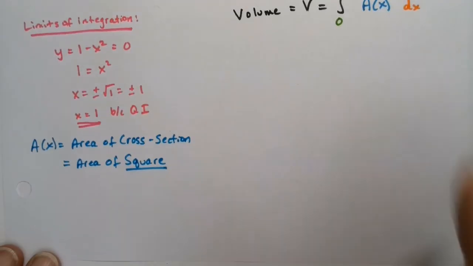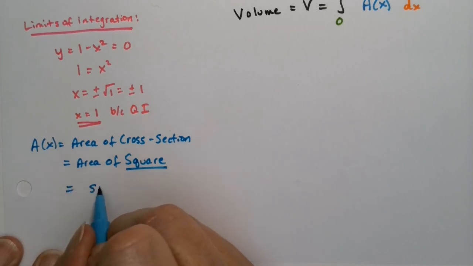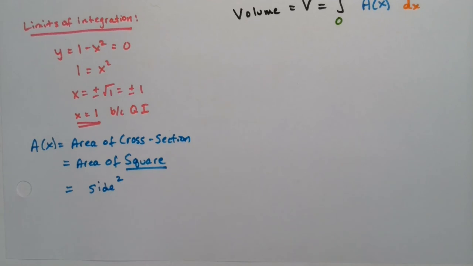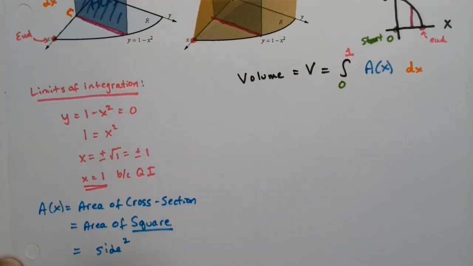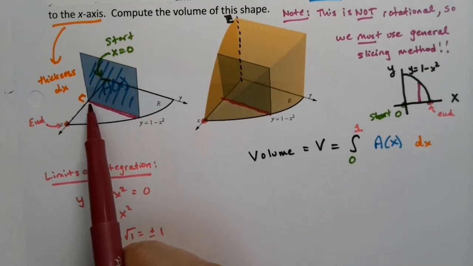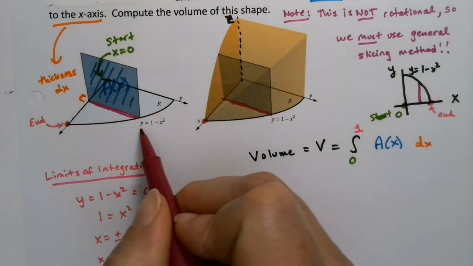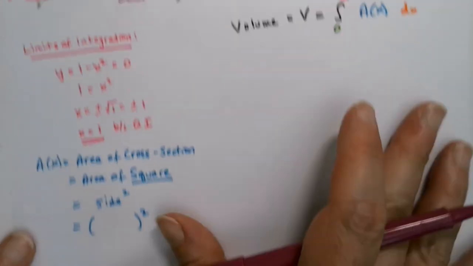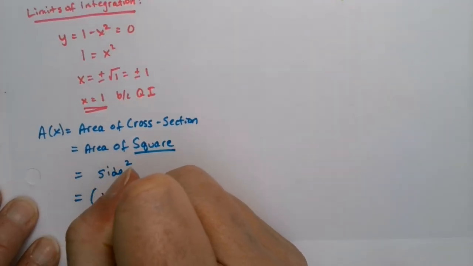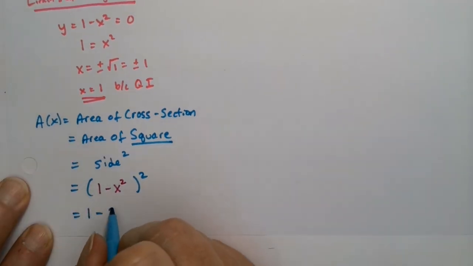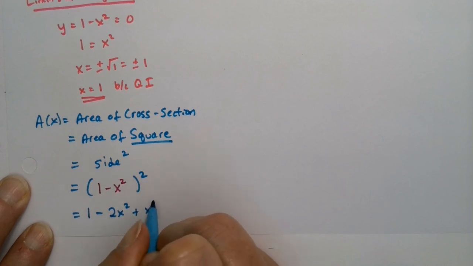All right, so if it's going to be a square, then I need to know what the side is and then square it. That will be the area of a square. Okay, so what's the side? Well, the side is the distance from the x-axis out to that curve. That's 1 minus x squared. That's the definition, that's what that always means back in geometry and algebra. So this is 1 minus x squared, which would be 1 minus 2x squared plus x to the 4th, if you want to know.